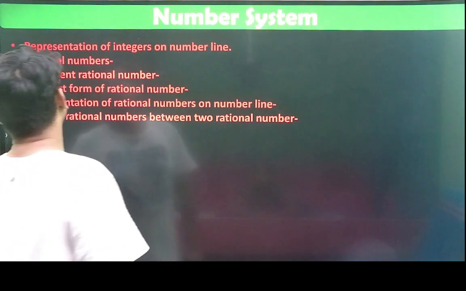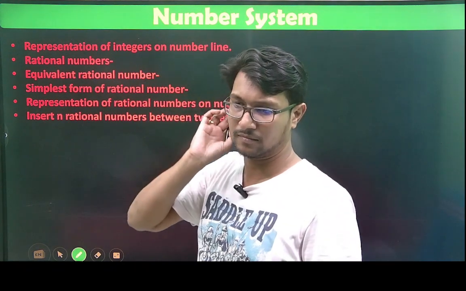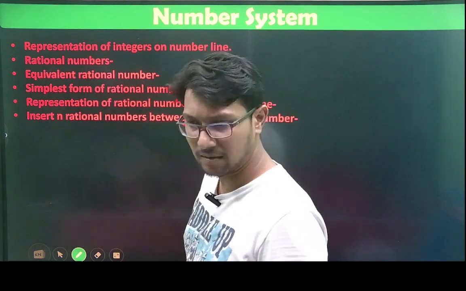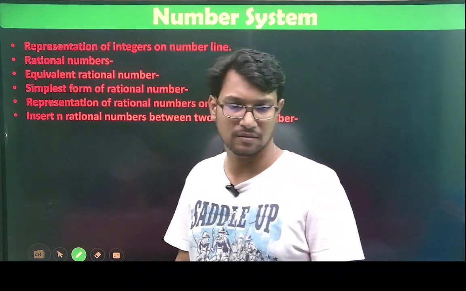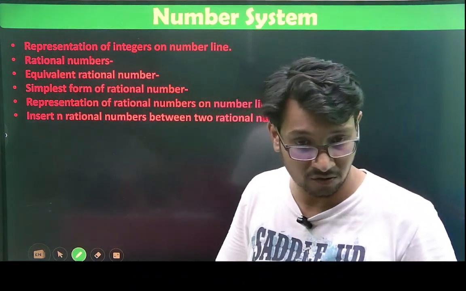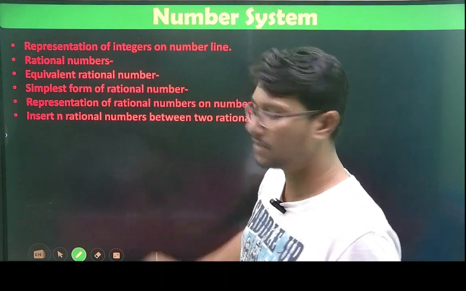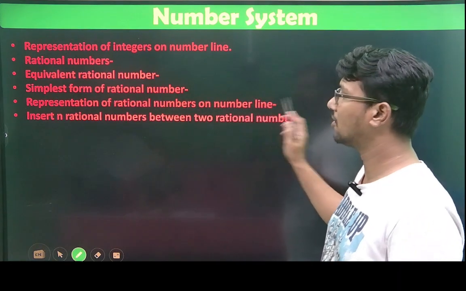Okay, check what we are going to discuss now. We are going to discuss now a representation of integer on number line. Integer on number line. Then what is rational number? Then what is equivalent rational number? Like fraction, equivalent fraction, you know, similarly. Then simplest form of a rational number. Then what? Representation of rational number on number line.